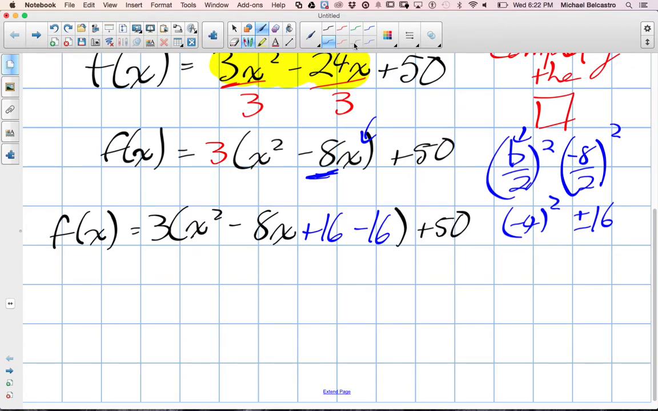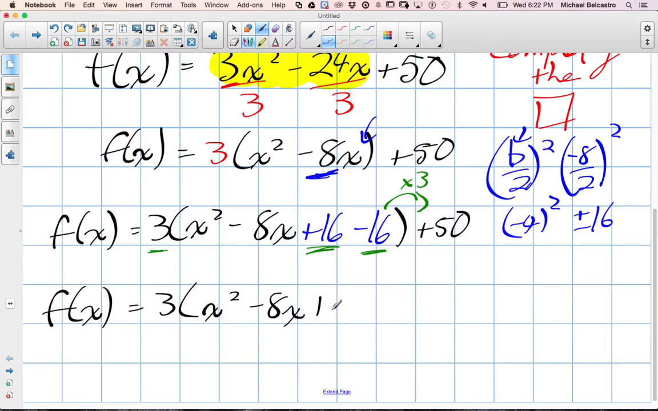The next step is to keep the positive 16 within the brackets, and to take the negative 16 outside. In order to do this, we have to actually use some distributive property. Because this 3 is here, we need to multiply this by that a value. So we have to multiply negative 16 by 3 when we bring it up. So the next line would usually read 3(x squared minus 8x plus 16) stays. And negative 16 times 3, I think, is going to be negative 48.